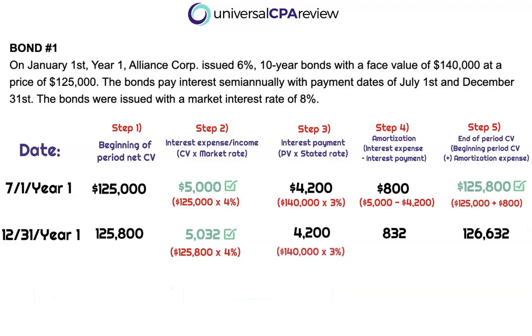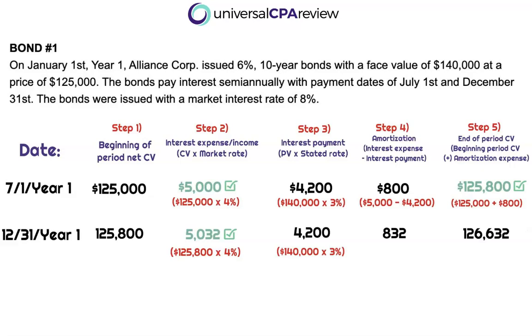The interest payment is, as we said, going to remain the same. Still going to be the $140,000 times the semi-annual stated rate of 3%. So $4,200 yet again. Okay, but they're asking for the interest expense. So the December 31st interest expense is going to be $5,032.